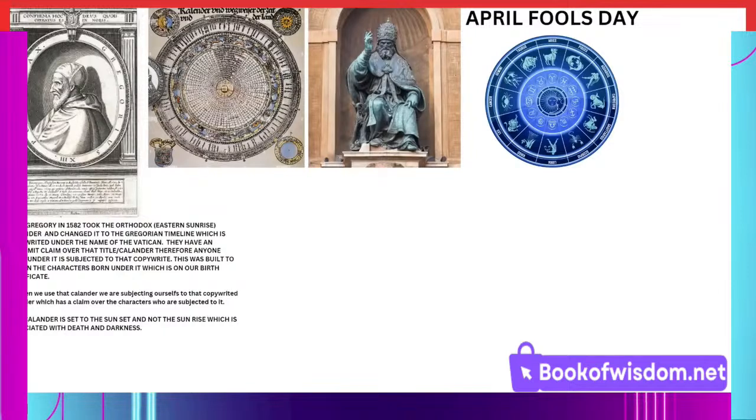This calendar or timeline is set to sunset, not the sunrise, which is associated with death, darkness, and the moon, lunatics. You see, so this is a sunset calendar timeline. Okay, they've changed a couple things, right? They say that the new year is January the 1st. Okay, when we know this is in winter. January is winter, which is associated with darkness, death, the death of nature. So this is a death cult, people. These people are evil. They're so evil. The Vatican.